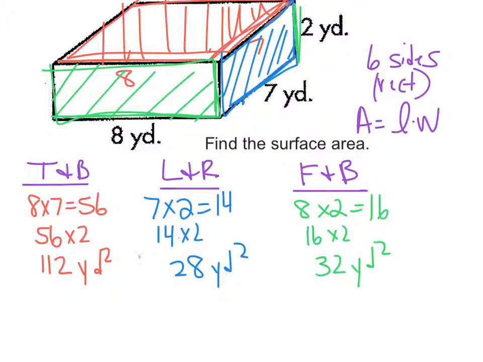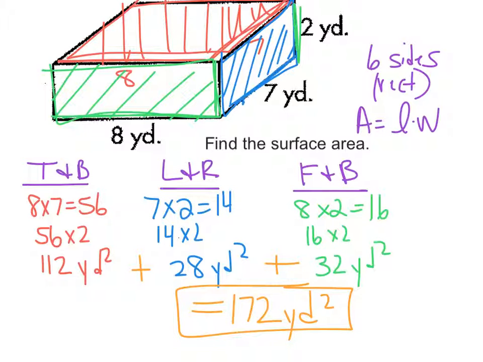So to finish this off, I'm going to add all those together. So I have 112 plus 28 plus 32, and that gives me a total of 172 square yards for the surface area. So those are some examples of how to find surface area of a rectangular prism.